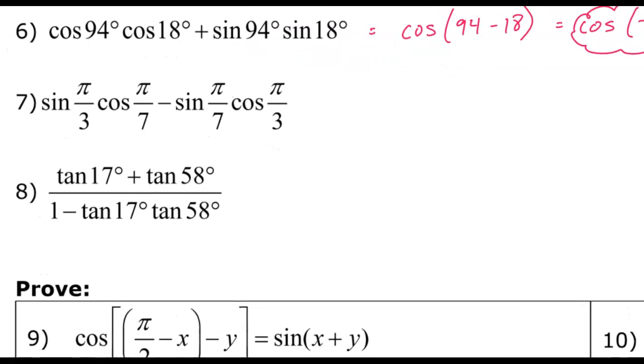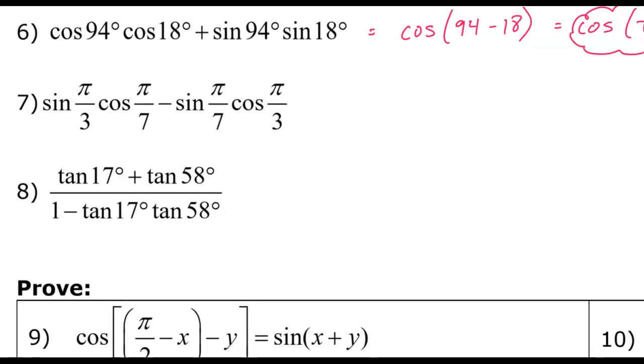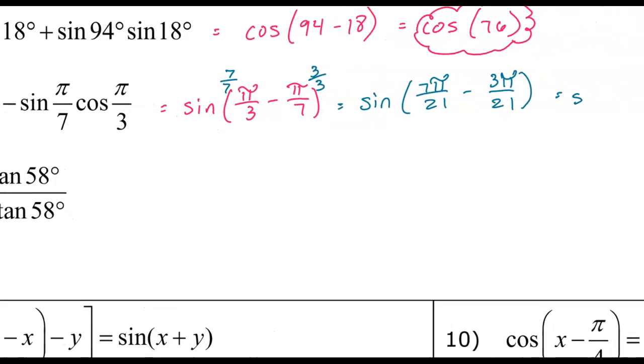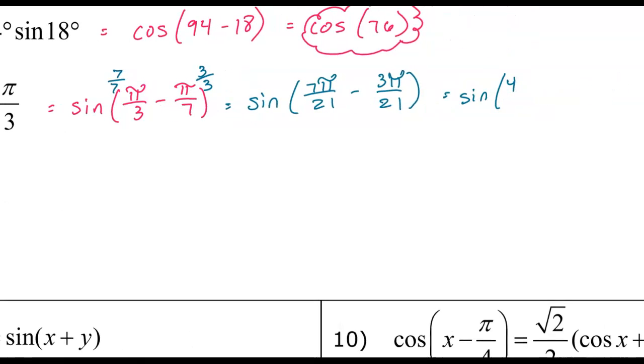So look at number 7. Which identity is sine cosine minus sine cosine? Difference of sine. So we have sine of pi over 3 minus pi over 7. Can you immediately subtract these? What do you need to do really quickly? Get a common denominator by multiplying by the other denominator. So we have sine of 7 pi over 21 minus 3 pi over 21. What is 7 minus 3? So we have 4 pi over 21, and we're done.